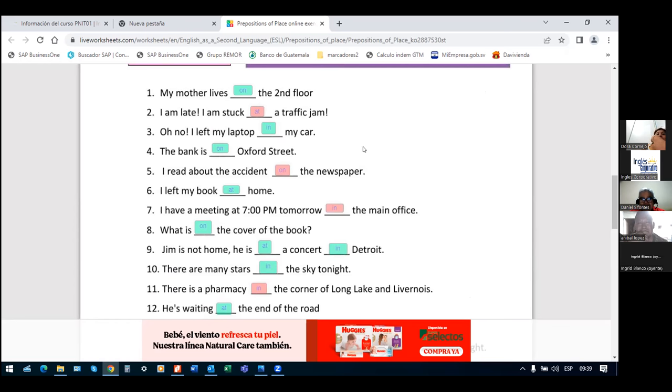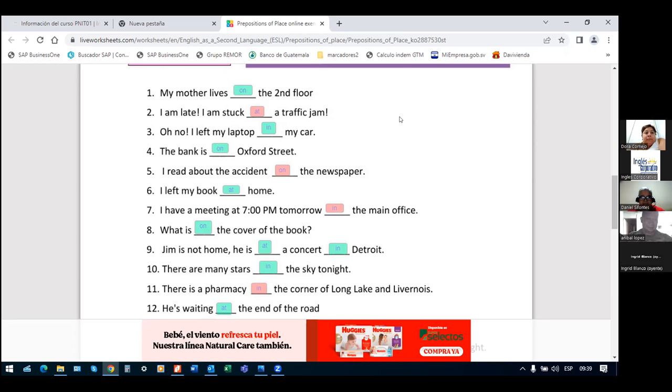Vamos a ver la 2. Okay, in a traffic jam. Estoy atrapado en, solo que ahí no está relacionando como, ¿cómo decirle? De una manera, estoy atrapado, en el tráfico. I'm stuck in a traffic jam. Sería en medio, como medio. Es in. In a traffic jam.